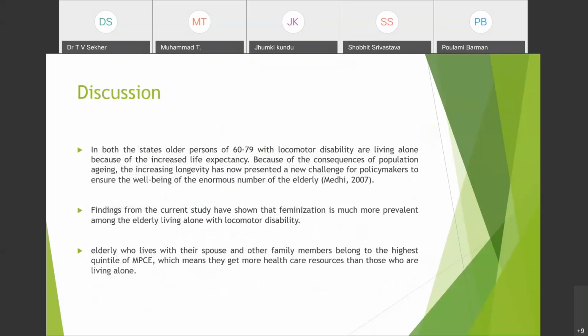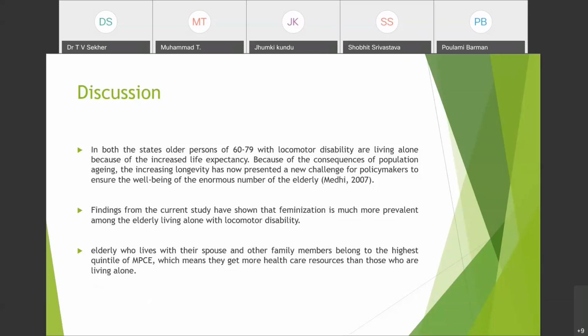Now coming to the discussion, in both the states, older persons of 60 to 79 age group with locomotor disability are living alone because of the increased life expectancy. Findings from the current study have shown the feminization is much more prevalent among the elderly living alone with locomotor disability in Kerala because of the increased life expectancy among women.